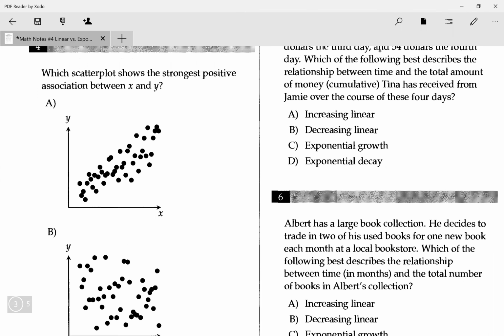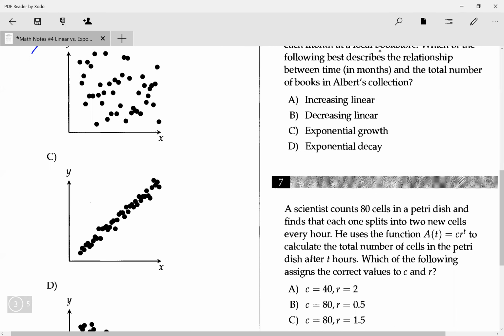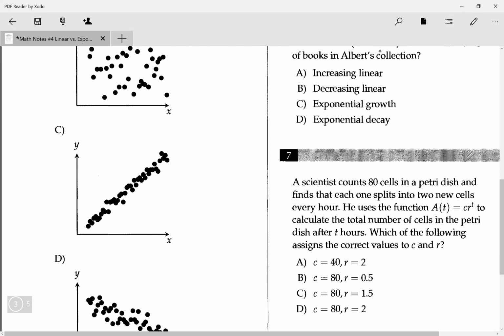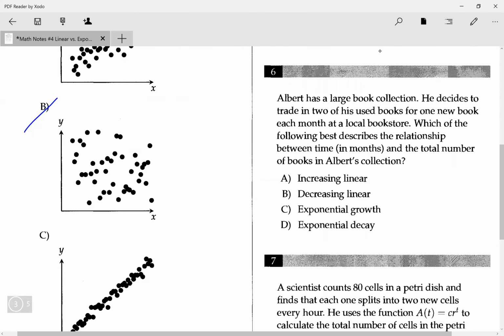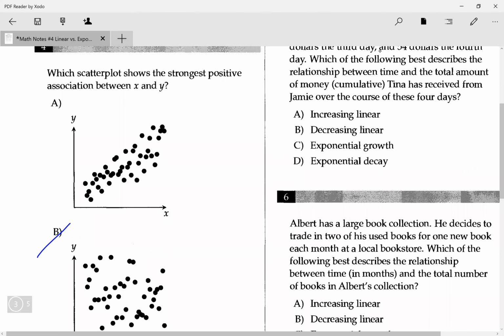So A, I could see a linear graph from that, so I'm not gonna cross it off yet. B, it's just all over the place. I don't know if it's positive or negative or what it is, so it can't be B. C, that's very close to a linear graph. So far, but C is closer to a positive graph than A is, because A is sort of less similar to a close line. So A is not the right answer.